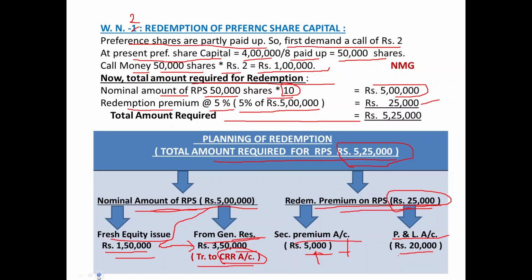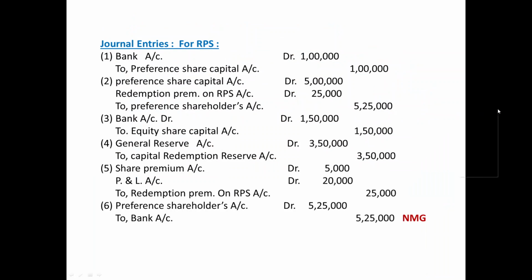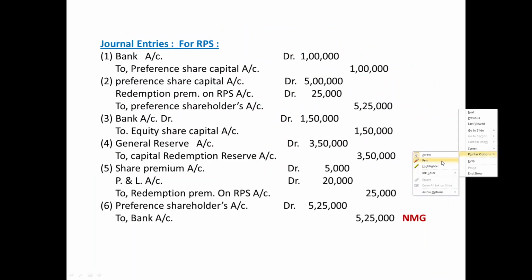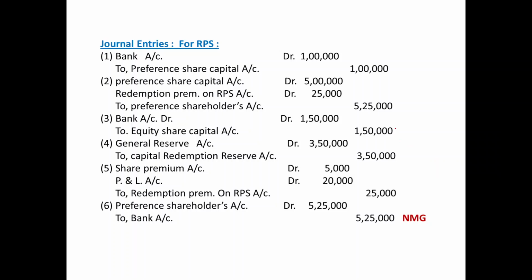So this was the planning of the redemption. Let us record it in the form of journal entries and then afterwards post them in the concerned ledger accounts of the RPS redemption process. Have a look. First, for the call: bank account debited 1 lakh, to preference share capital account credited 1 lakh. 50,000 shares into rupees 2 gives rupees 1 lakh. Preference share capital has been converted into fully paid up share capital by demanding and receiving this call money.